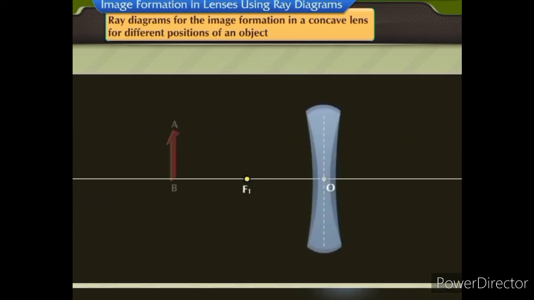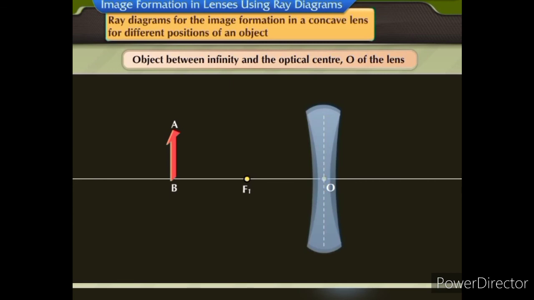2. Object between infinity and the optical center O of the lens. When the object is placed between infinity and the optical center O of the lens, the image is formed between focus F1 and optical center.